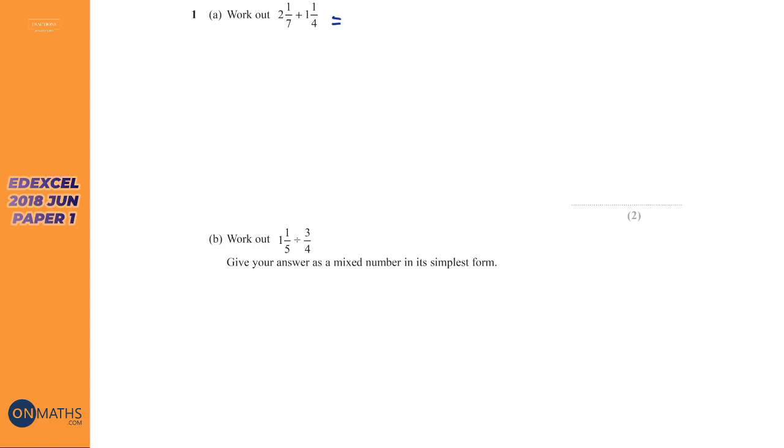So what I'm going to do is I'm just going to take the 2, the whole 2 and the whole 1, and I'm just going to leave those to the left hand side. Then I'm going to be focused on just adding the fractions, and you can only do this with adding. Don't try and do this with subtracting, multiplying or dividing, because it doesn't work. So you can only split up the whole numbers using this way.